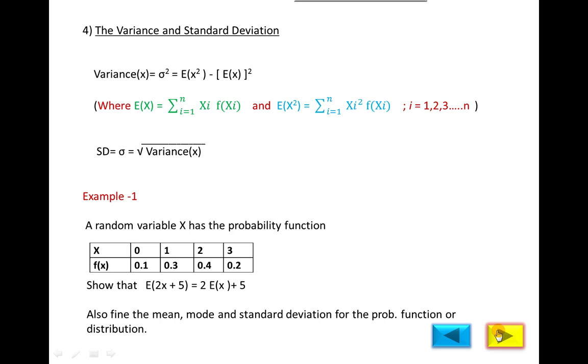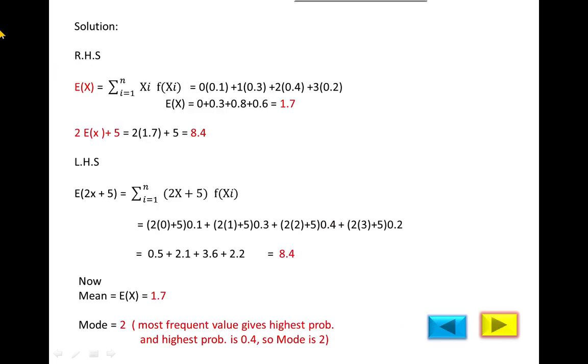Now find the mean. You know that E(x) is called the mean, and you have already found this E(x) in the proof. The right hand side is equal to the left hand side. This E(x) is called the mean. So mean is equal to E(x). E(x) is 1.7, so the mean is 1.7.